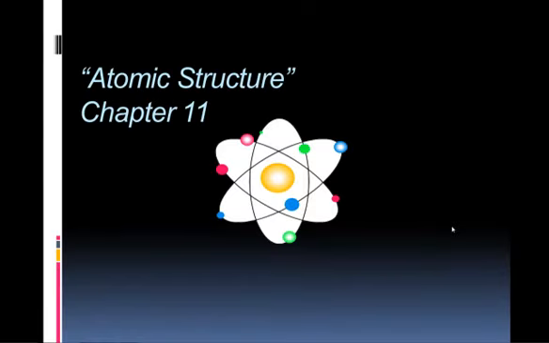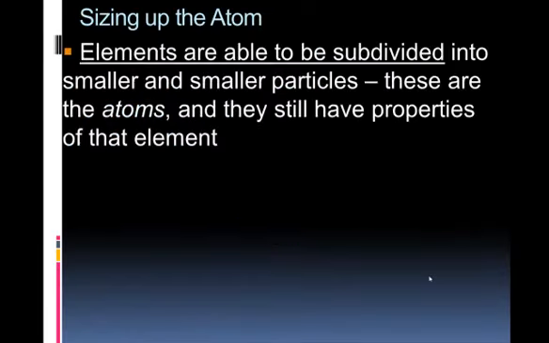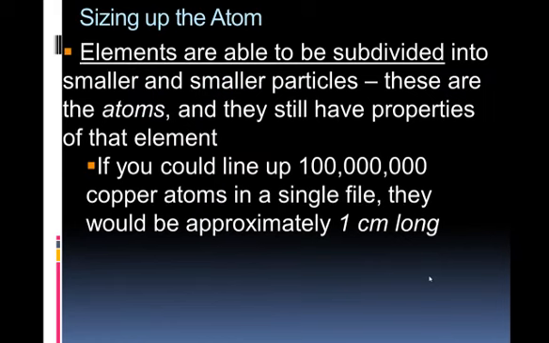Atomic structure, all about the atom. So here we go. Atoms are able to be subdivided into smaller pieces, and we call those subatomic particles. And every atom is unique to that element. For example, a gold atom in a piece of jewelry looks the same as a gold atom in a nugget found when you're dredging for gold.